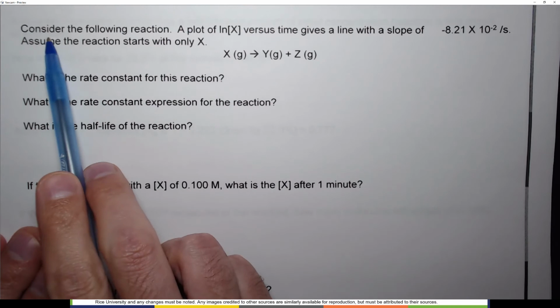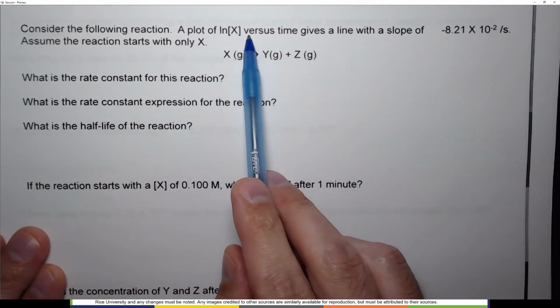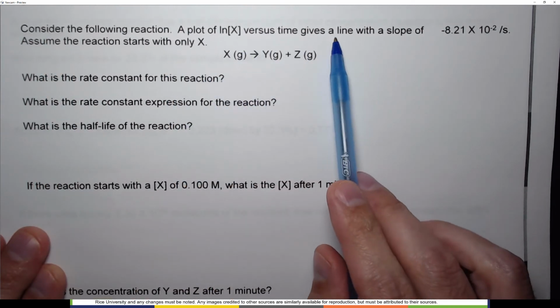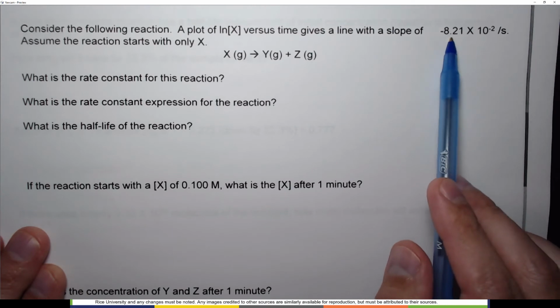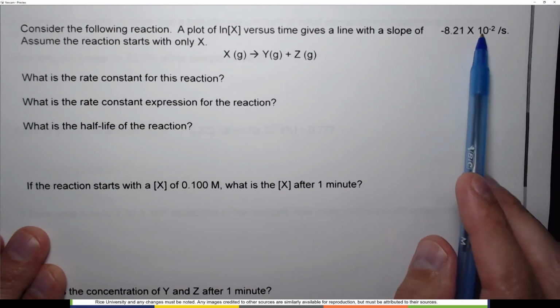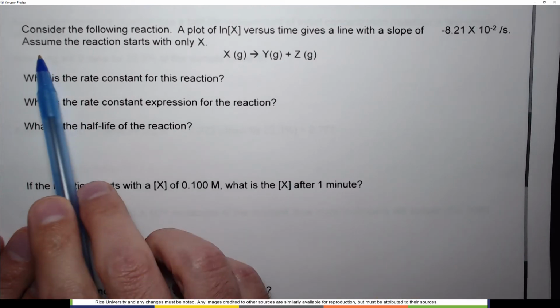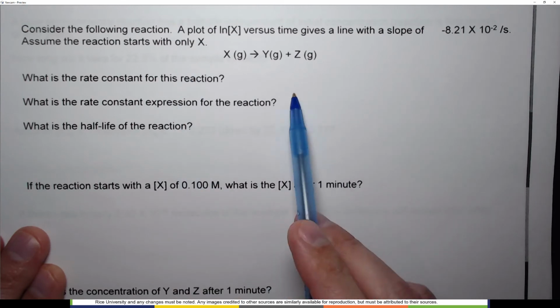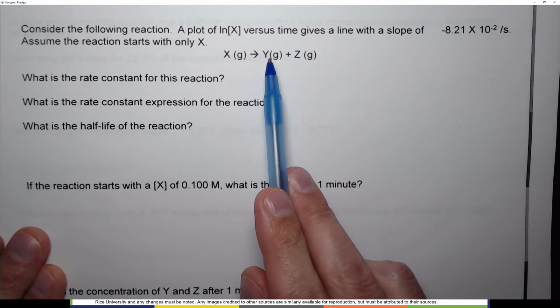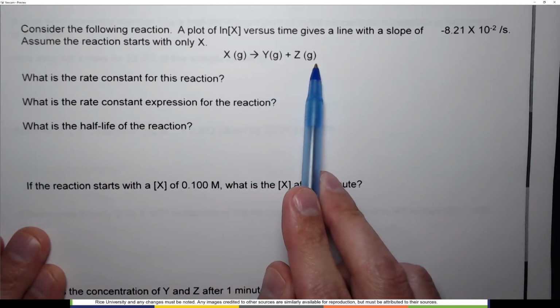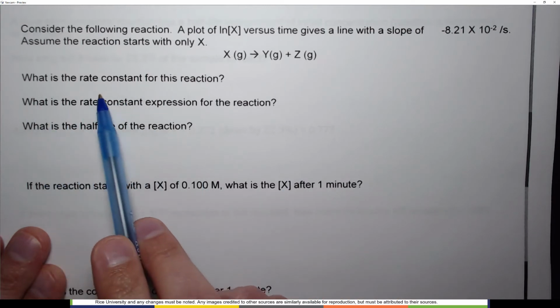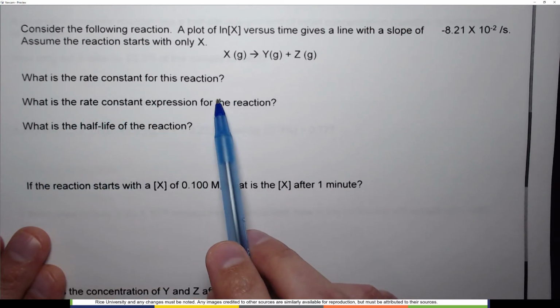The first thing says, consider the following reaction. A plot of ln of x versus time gives a straight line with a slope of negative 8.21 times 10 to the minus 2 per second. Assume the reaction only starts with x. So we have x in the gas phase yields y in the gas phase plus z in the gas phase. And it says, what is the rate constant for this reaction?